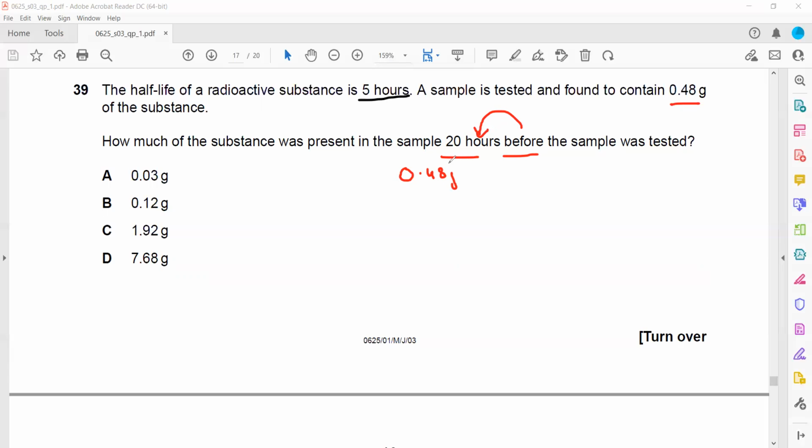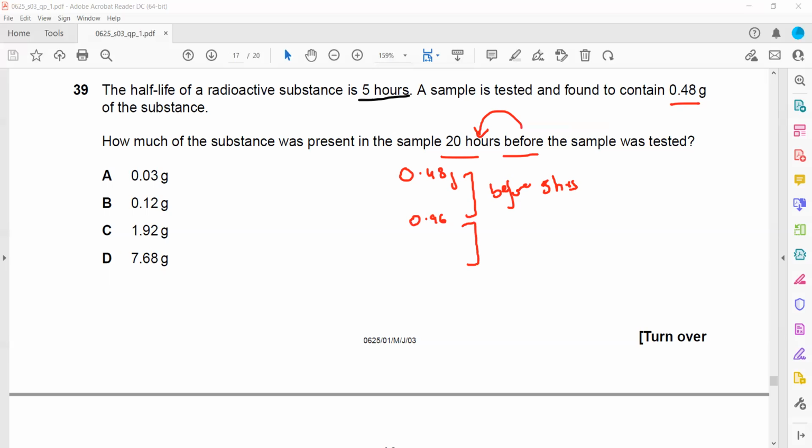So how can we work it out? Because the half-life is 5 hours, it means after every 5 hours it will be half, or we can say before every 5 hours it will be double. So before 5 hours, if it is 0.48 now, it should be double of that. So 0.48 times 2 means before 5 hours, it will be 0.96.